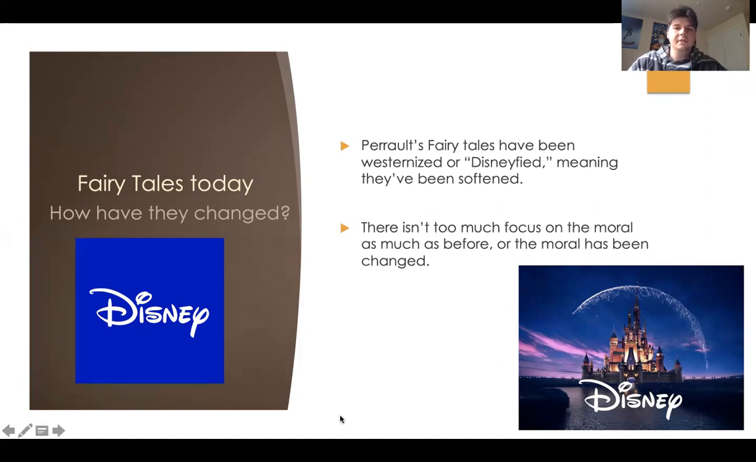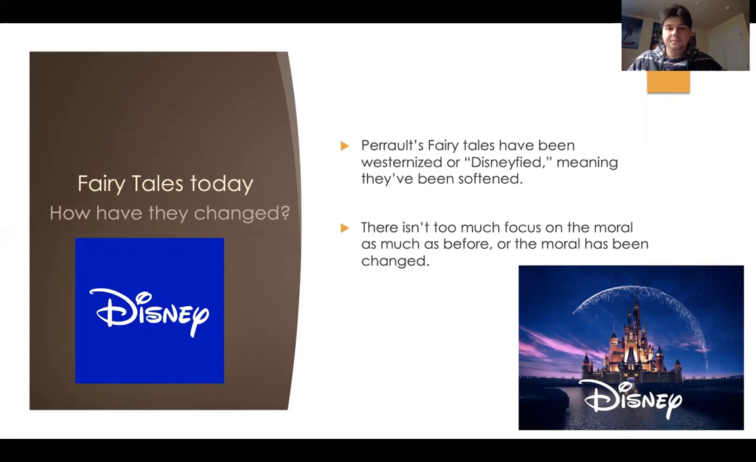There isn't as much focus on the moral anymore, or the moral has been changed. So, like back then, Perrault's Cinderella could be interpreted as there's an importance of status between women and men, but in today's Cinderella, especially with the new rendition that Amazon Prime did with Camila Cabello, I think it was, we can look at it as women don't necessarily need men to be successful. So these things have changed over time, and I shouldn't say that they've specifically been softened or babied. In certain ways they have, but in certain ways they've changed for the better, as we can see.